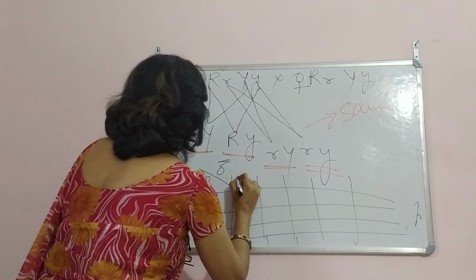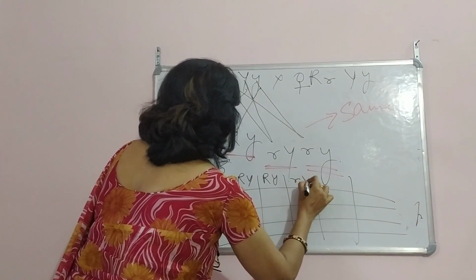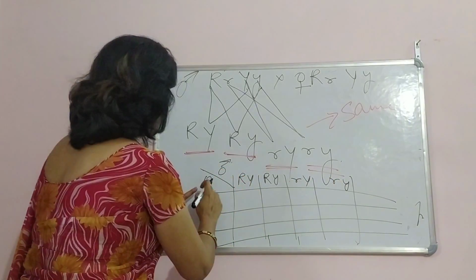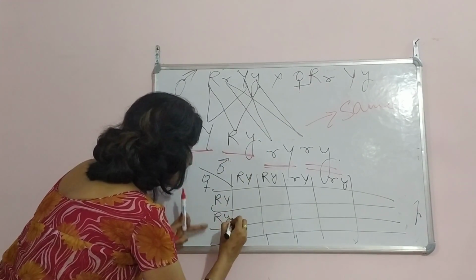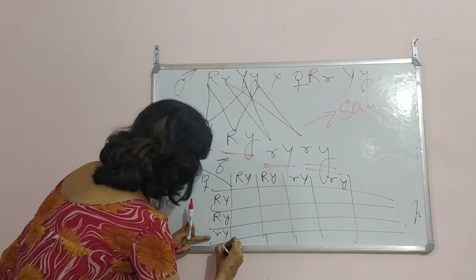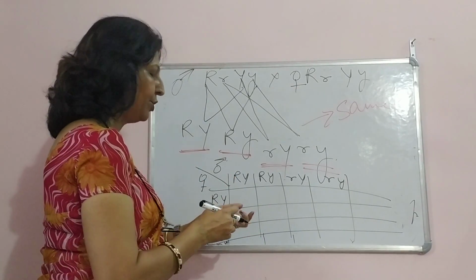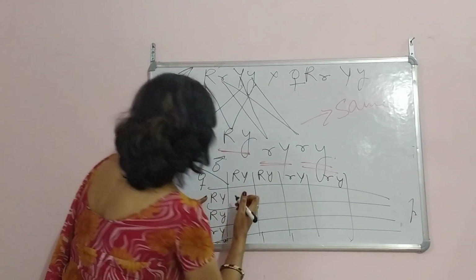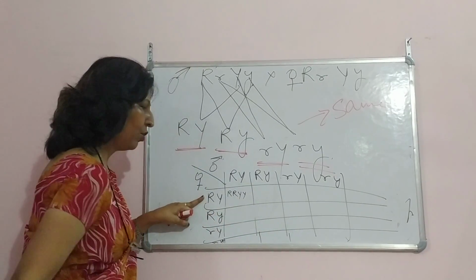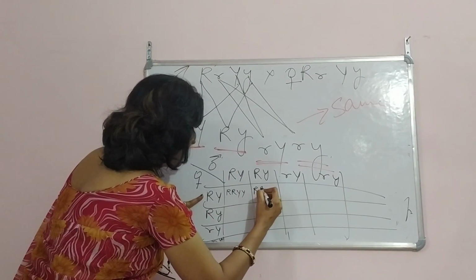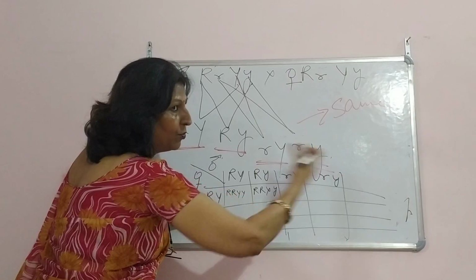So here I have taken male, so it will be capital R capital Y, capital R small y, small r capital Y, and small r small y. The same goes with the female, as I told you. Now how are you going to cross it? I'll do a few and show it to you and you do it afterwards. So this will go with this. So it becomes capital R, capital R, capital Y, capital Y. So this will become again capital R, capital R, capital Y, small y. You have to take one from the left hand and go across the whole row.